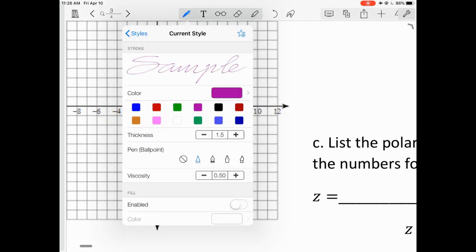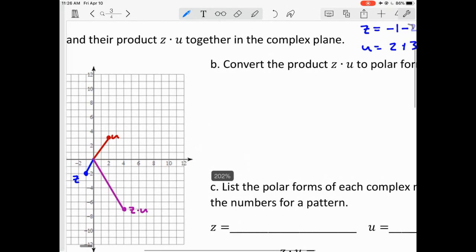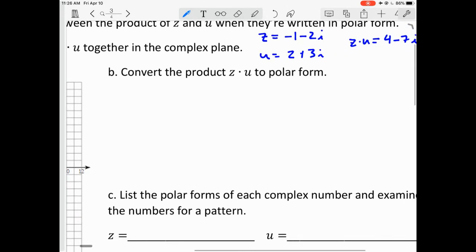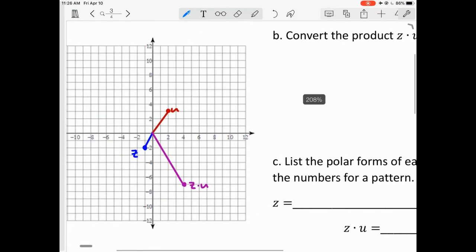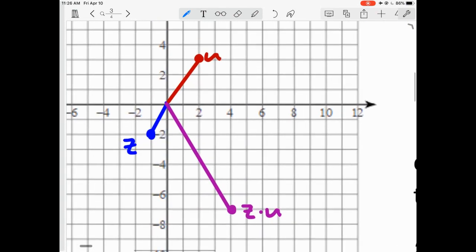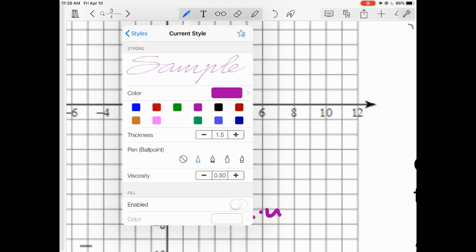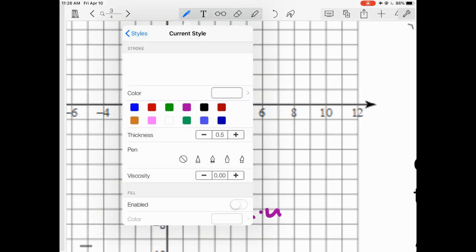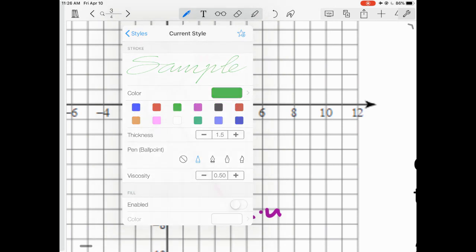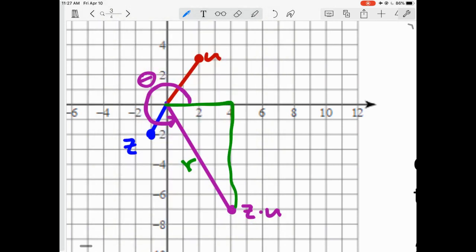So let's work with these. Next thing we need to do is convert the product of z times u to polar form. So we're going to convert this number, 4 minus 7i, to polar form. This angle all the way around is theta, and this is our radial measure, r. Let's form a right triangle out of this.